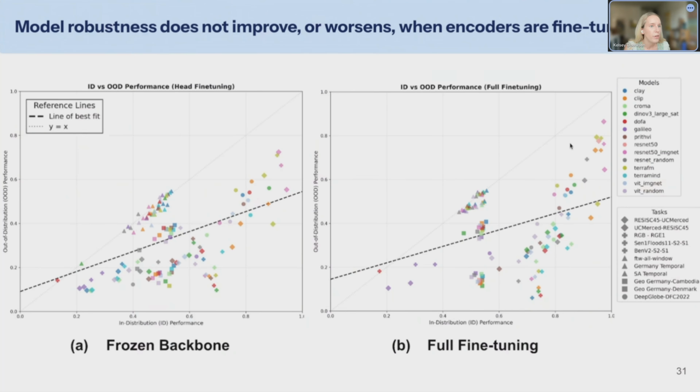Whereas we have much bigger drops in, for example, the Germany to Cambodia, the in distribution performance versus out of distribution performance. There's quite a big drop there. And overall, we can see that there's generally a trend of shifting to the right, or a higher in distribution performance with full fine tuning, but this doesn't actually help robustness at all.